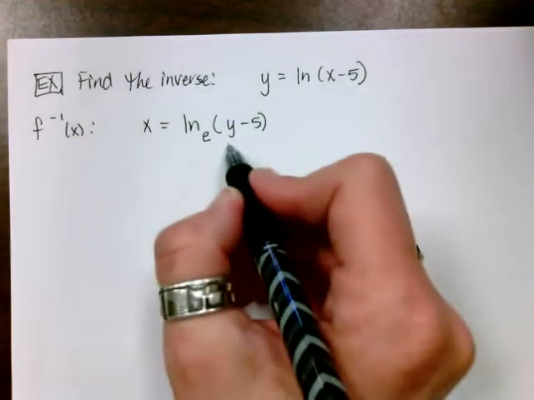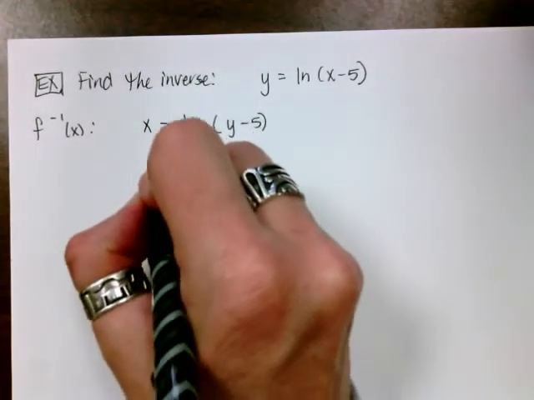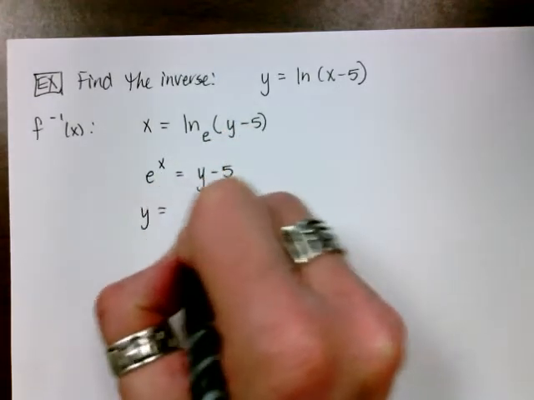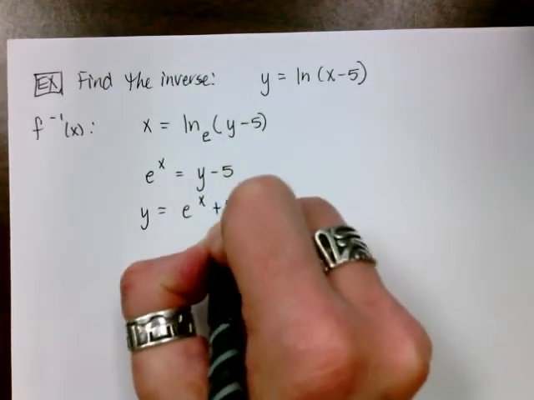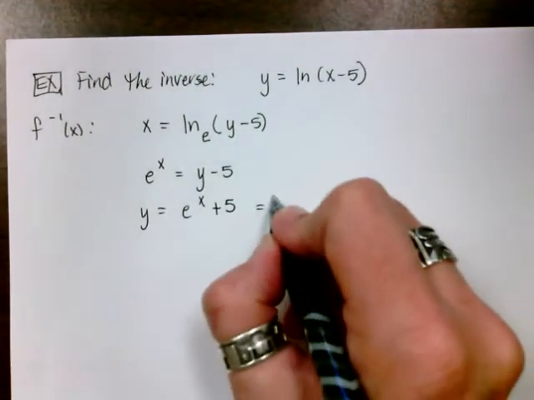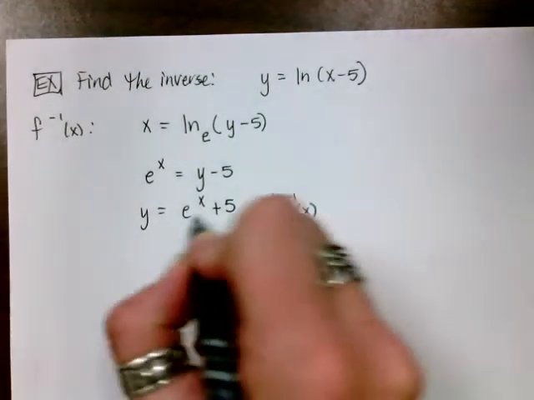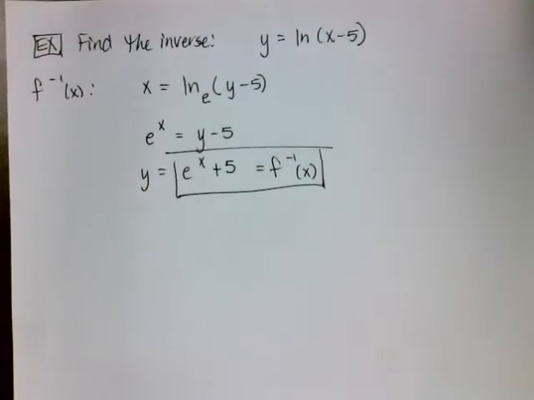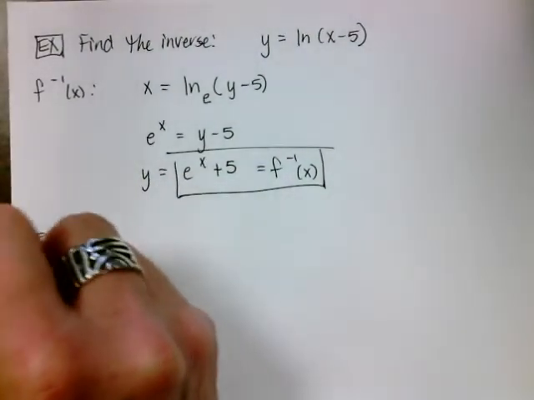It's in log form, so I'm going to go back to exponent form. e to the x is equal to y minus 5. y is going to equal e to the x plus 5, and this is my inverse. Okay, so it's actually kind of cool. Alrighty, one more example like this.